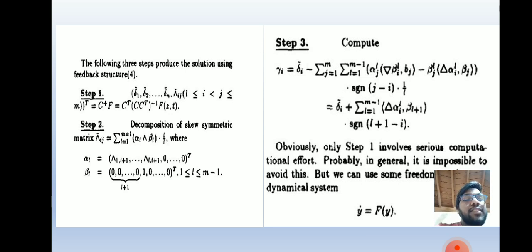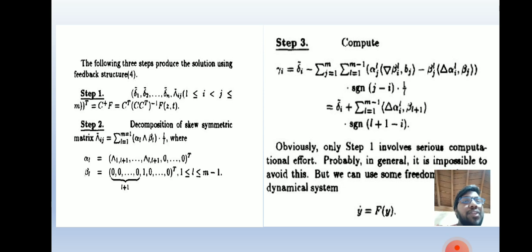The first step is to compute delta 1 bar, delta 2 bar, and so on up to delta n bar, where delta ij has i and j in the range 1 less than or equal to i less than j less than or equal to m. Now C transpose F is equal to the inverse of C transpose F of x, t.